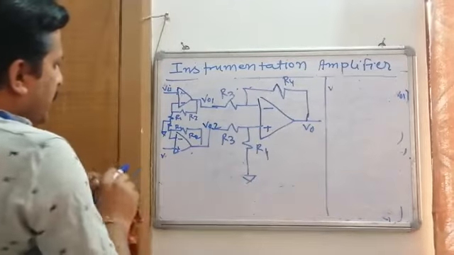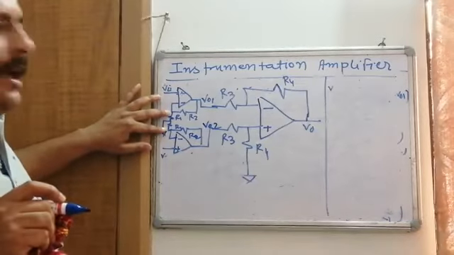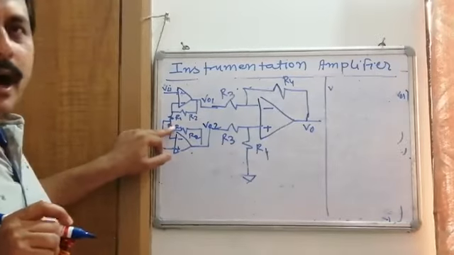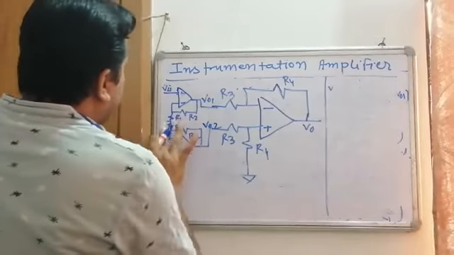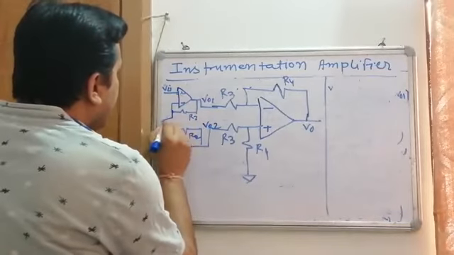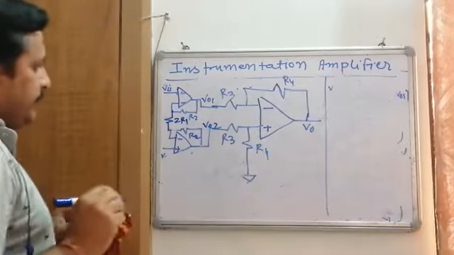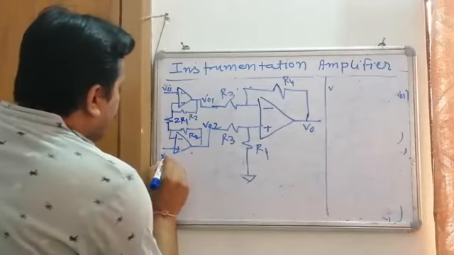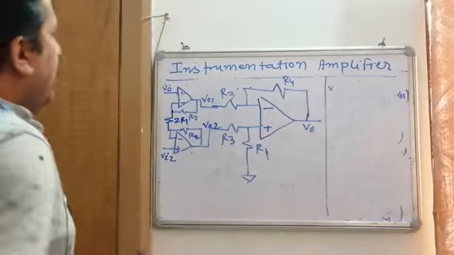So what we will do, these two resistors are clamped to each other, and we remove the ground portion. The resistances R1 and R2 are added, and the circuit becomes, here we have applied a single resistance, that is 2R1. So this is input voltage VI2, and this is input voltage VI1.